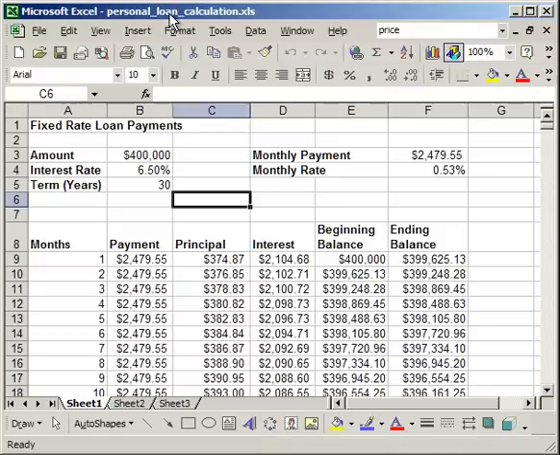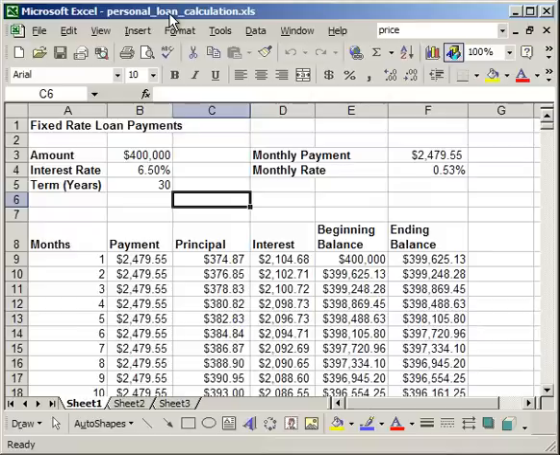In this tutorial, I'm going to show you how to make a fixed rate loan payment calculator. So basically just how to use an Excel spreadsheet to calculate your payments on a loan and then to figure out of that payment how much you're paying for the principal, how much for the interest, and how much you have left on the loan.